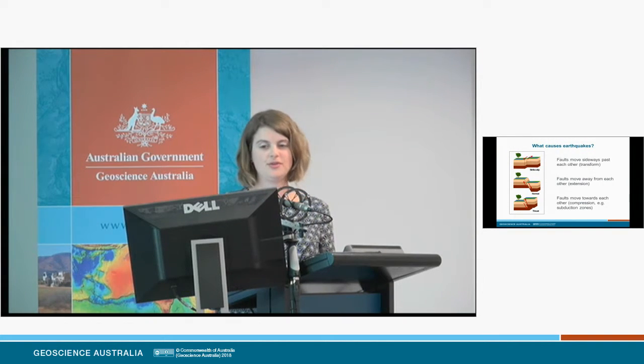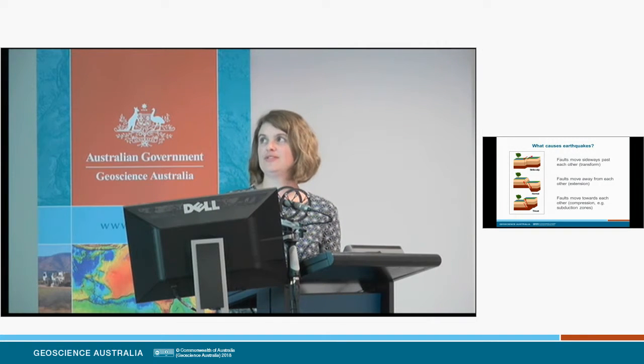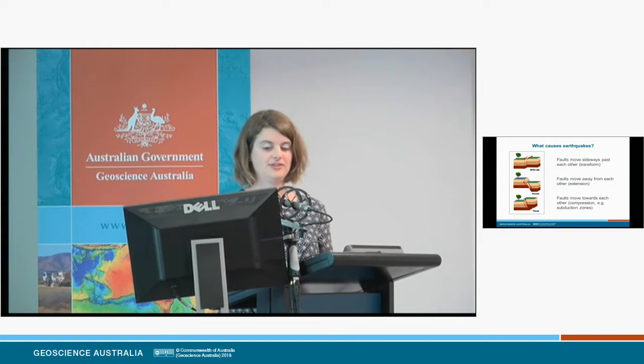So what causes earthquakes in a local sense? Well, it's caused locally by faults and fractures in the Earth's crust. We have a range of different fault types. So we have a strike-slip fault, where faults are moving sideways past each other. Normal faults, where the crust is moving away from each other. And thrust faults, where the crust is moving towards each other, such as occurs in subduction zones.